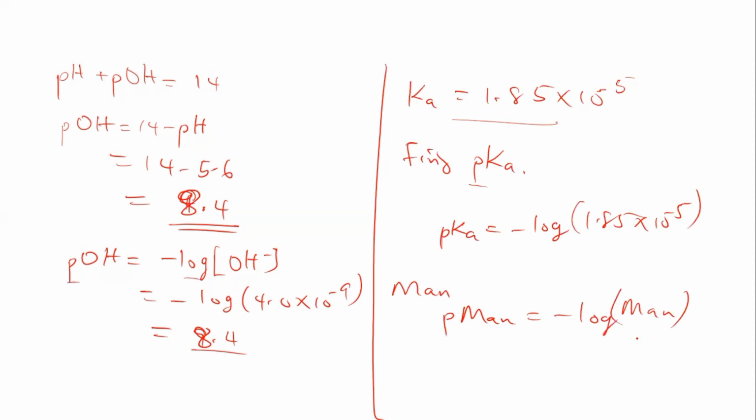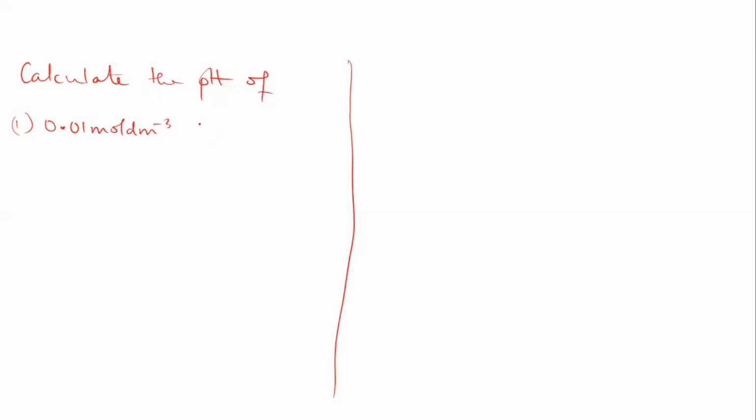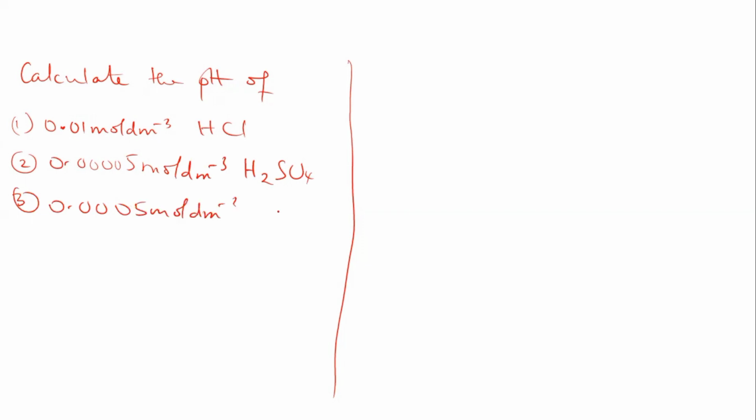Now let's have another question. Calculate the pH of 0.01 mole per dm cube HCl, 0.0005 mole per dm cube H2SO4, 0.0005 mole per dm cube calcium hydroxide.